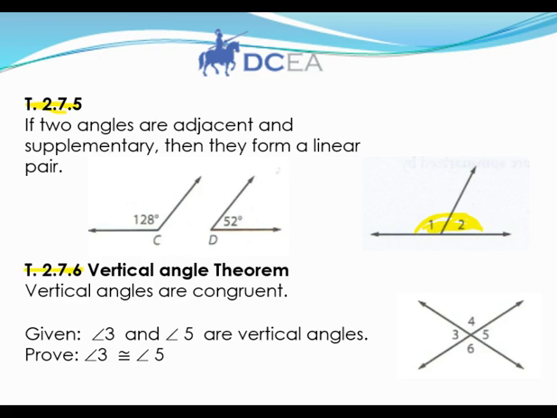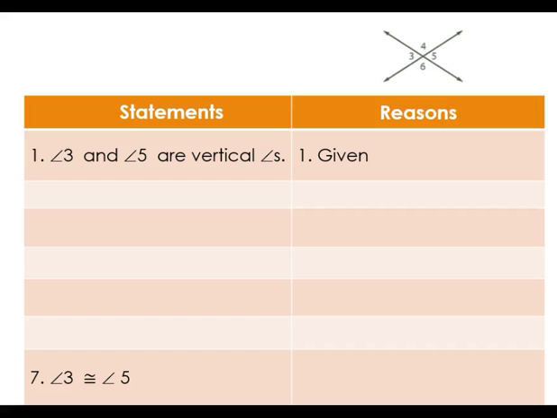Theorem 2.7.6, the vertical angle theorem. This is the theorem for what we've already learned. Given that angle 3 and angle 5 are vertical angles, what we're going to do is we're going to prove that they're congruent to each other. So let's take a look at our formal proof. Here's our picture, and we have angle 3 and angle 5 are vertical angles. That's our given.